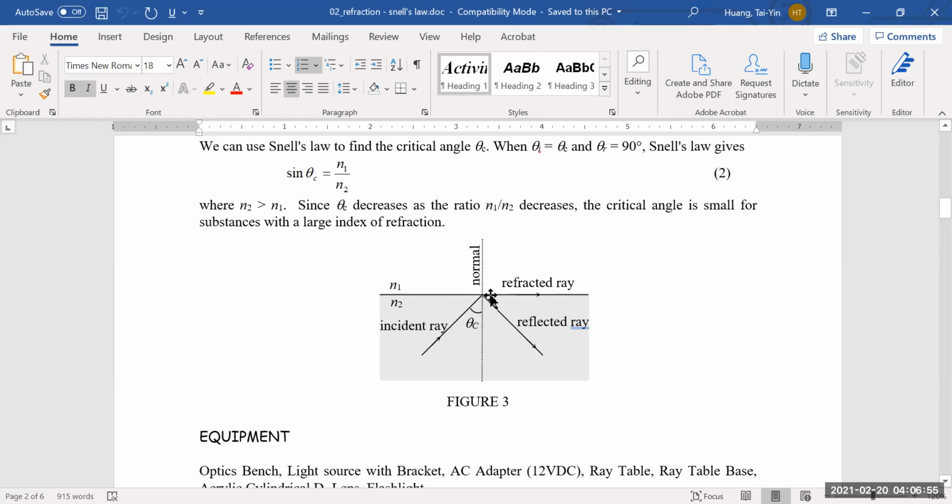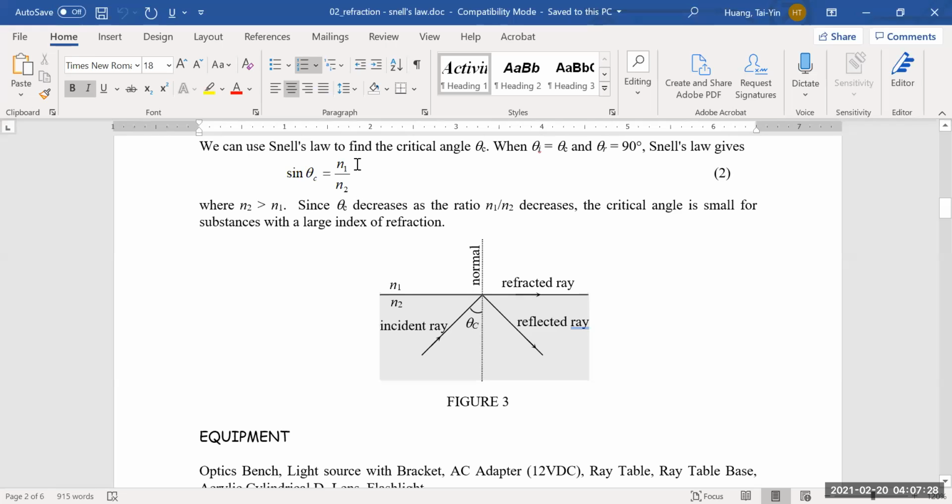So when this angle is 90 degrees, this is actually the angle of refraction. When the angle of refraction is equal to 90, this is when total reflection occurs, and you can find theta c, because by applying Snell's law, when theta i is equal to theta c, theta r is equal to 90 degrees. By Snell's law, this tells you that sine theta c is equal to n1 over n2.